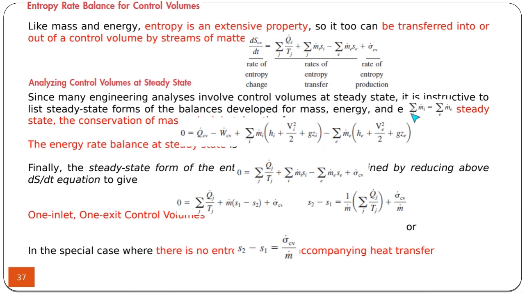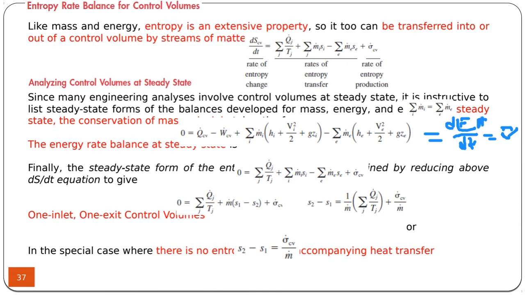At the same time, if we write the mass balance, we know that if it's a steady state system, the mass flow in must be equal to the mass flow out. So the sum of the m_i in must be equal to the sum of the m_e out. And meanwhile, if you write the energy equation for an open system, dE/dt is zero due to the fact that it's steady state.